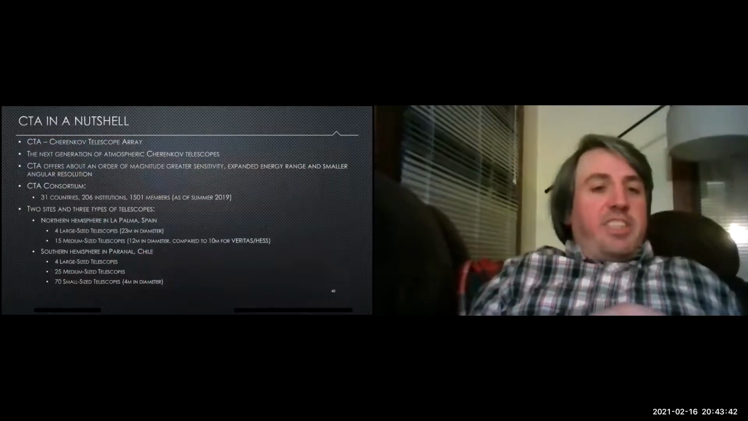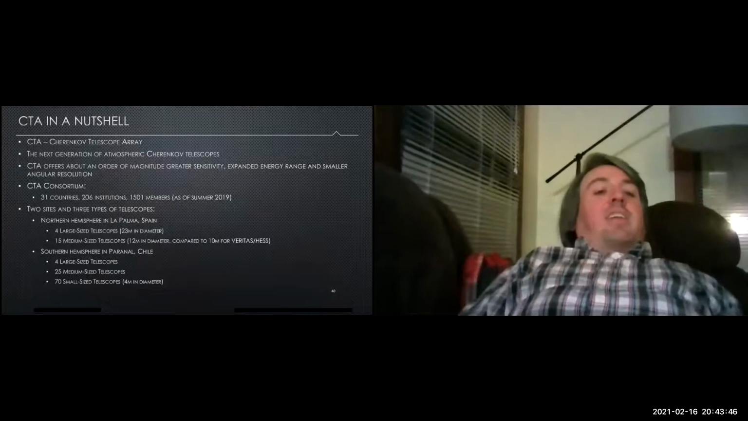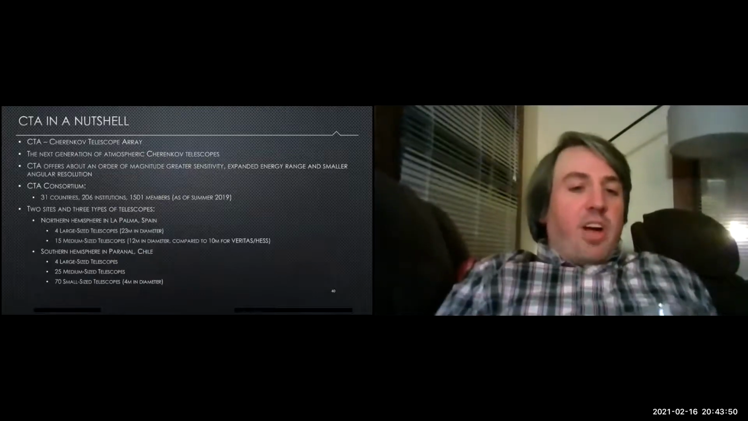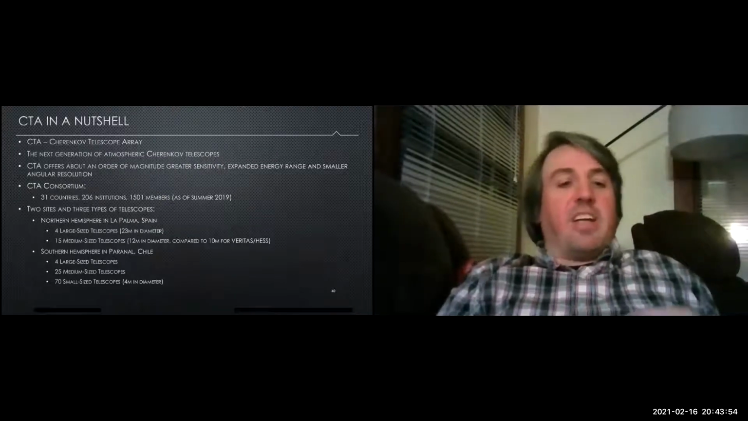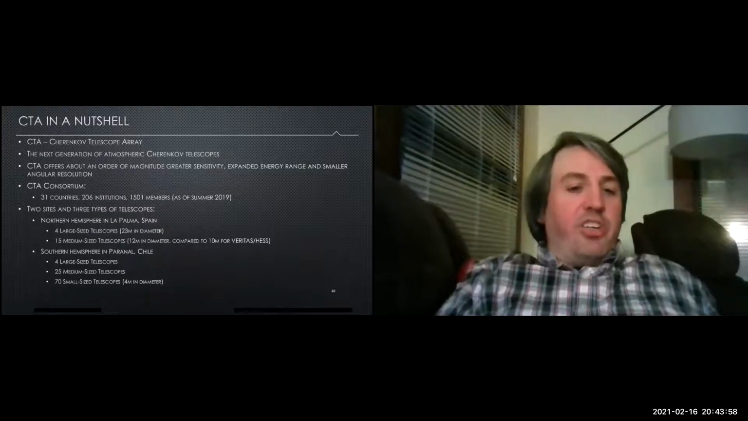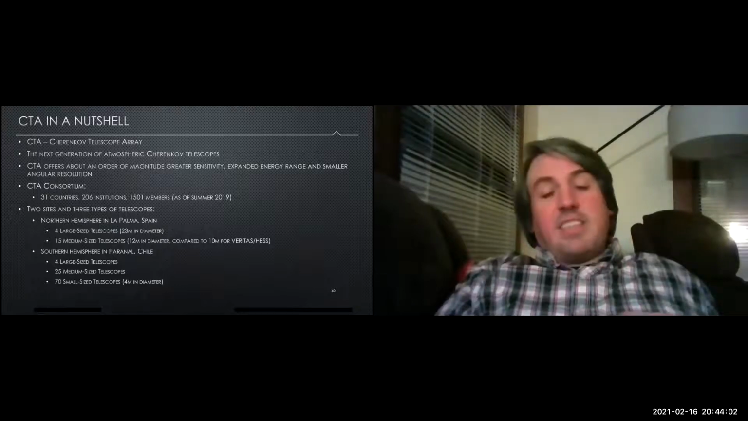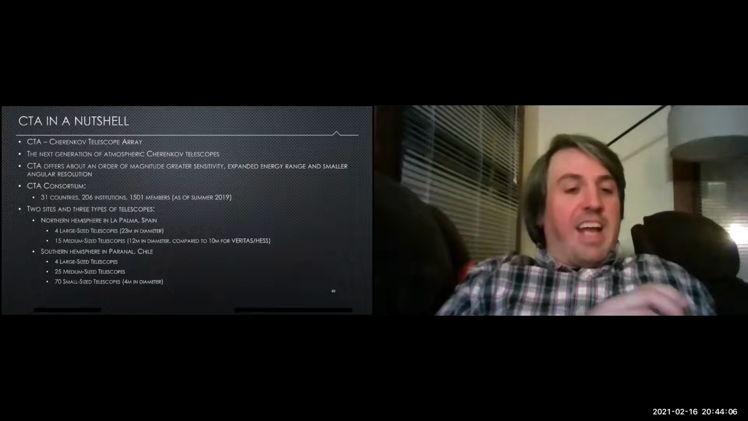So CTA in a nutshell. CTA stands for the Cherenkov Telescope Array. This is essentially the next generation. CTA is going to offer about an order of magnitude greater sensitivity, expanded energy range, and improved angular resolution. The CTA consortium itself is huge. It's about 1,500 members, and that's of a few years ago, so it's probably larger than that now.